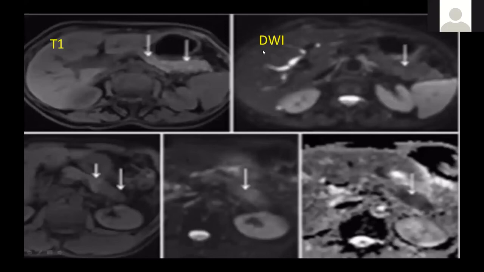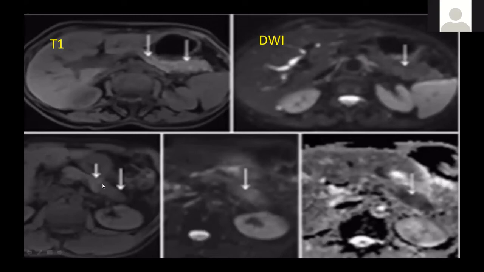Now, the use of diffusion weighted images. Usually, this is the normal patient in the first 2 images. In this, we can see on T1 weighted images, the pancreas is just like liver parenchyma. And on diffusion weighted images, there is no restricted diffusion we can see in the pancreatic parenchyma.